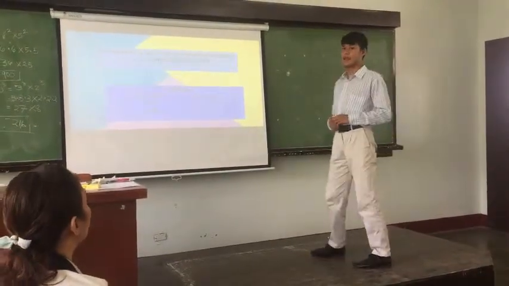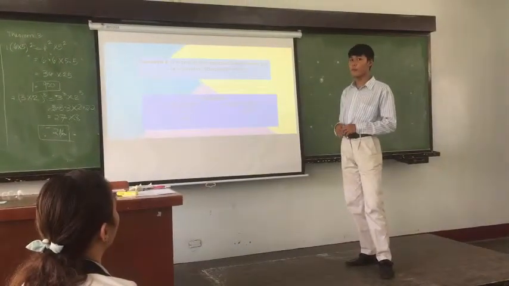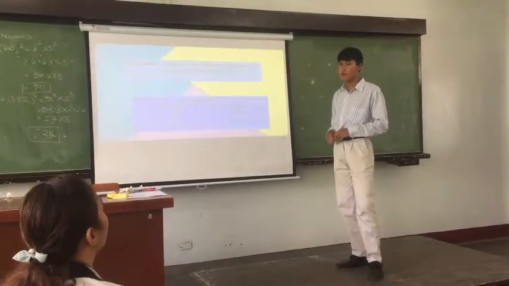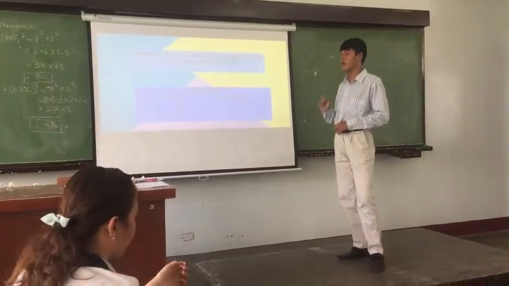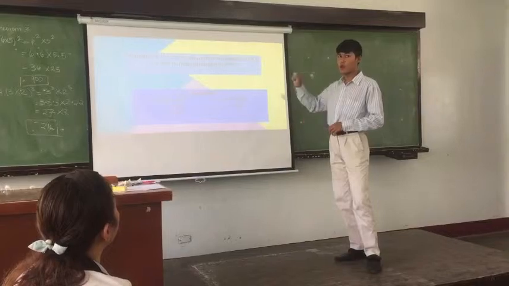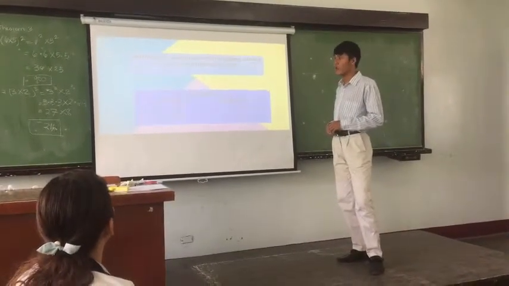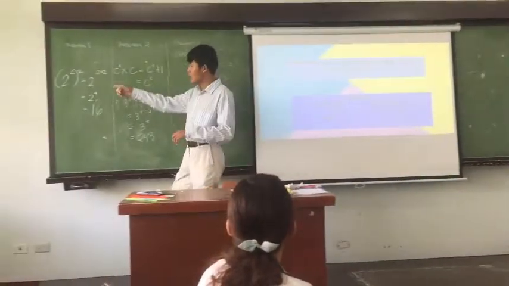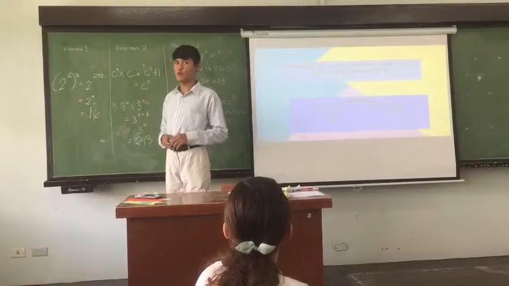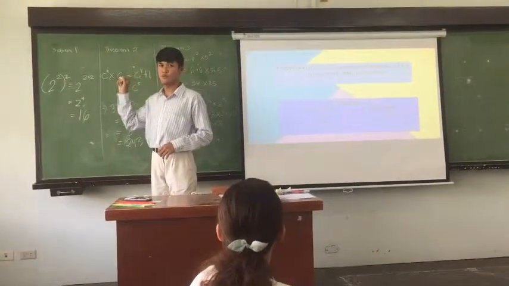Theorem 2 states that if n and m are positive integers and a is a real number, then a to the power of m to the power of n is equal to a to the power of m times n. So basically, we only have to multiply the exponents. To provide an example, we have here 2 to the power of 2, all to the power of 2, which is equal to 2 to the power of 2 times 2.